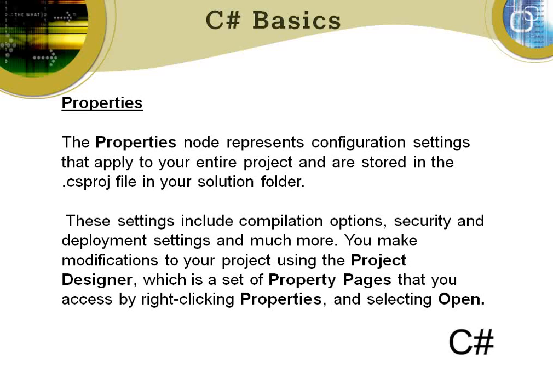The Properties node represents configuration settings that apply to your entire project and are stored in the .csproj file in your solution folder. These settings include compilation options, security and deployment settings, and much more. You make modifications to your project using the Project Designer, which is a set of property pages that you access by right-clicking Properties and selecting Open.